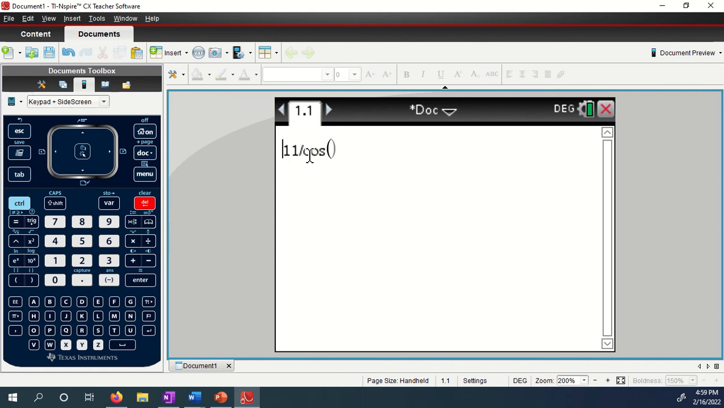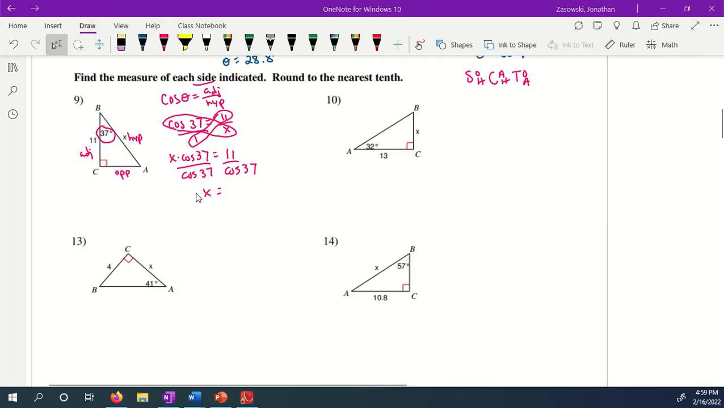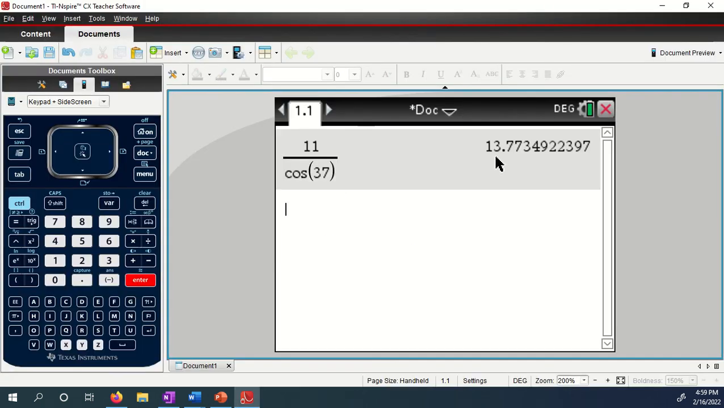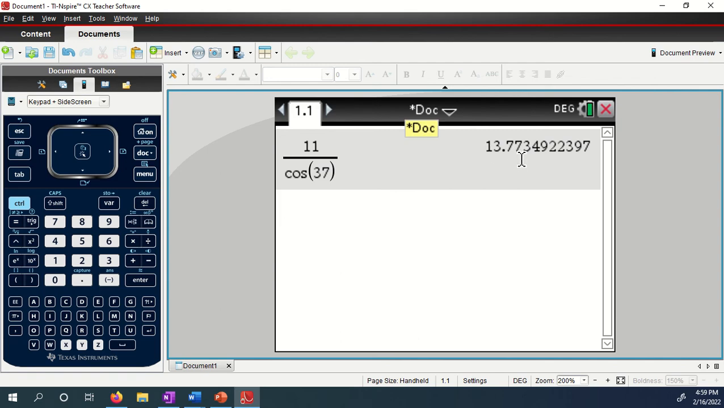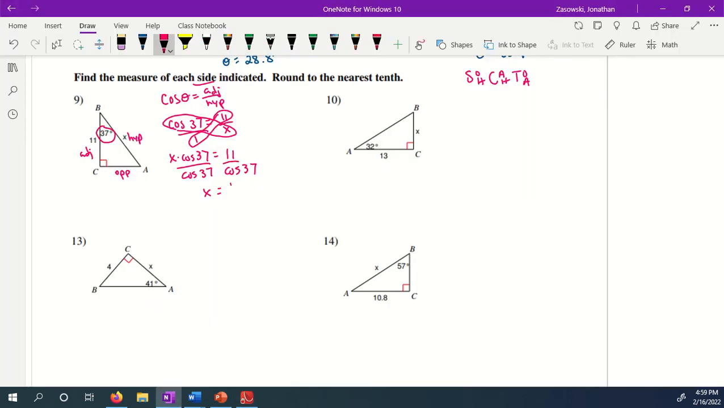Let's rewind this. Not the cosine of. We're not doing the angle anymore. It's 11 divided by the cosine of 37. And then rounded to the nearest tenth. So this is 13.7. The next number isn't a 7, so it rounds up. So it's 13.8. All right. And that's our answer for number 9.